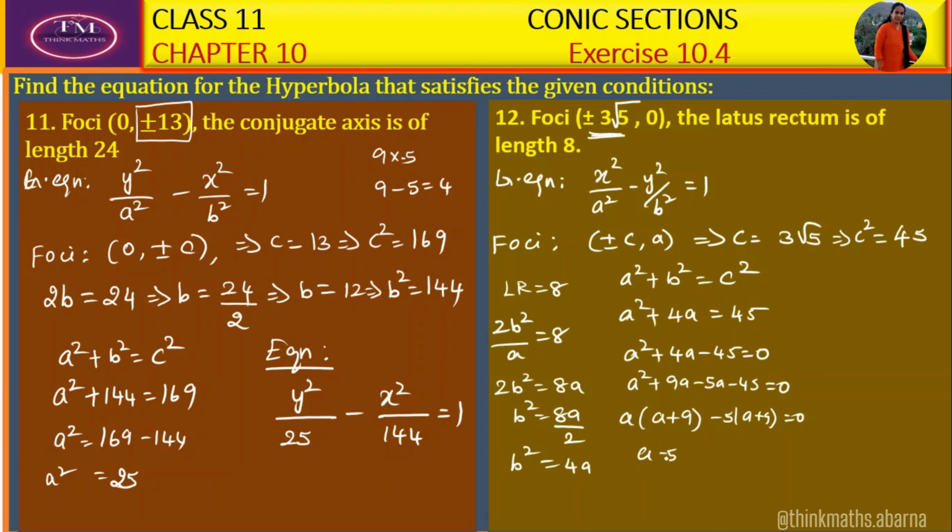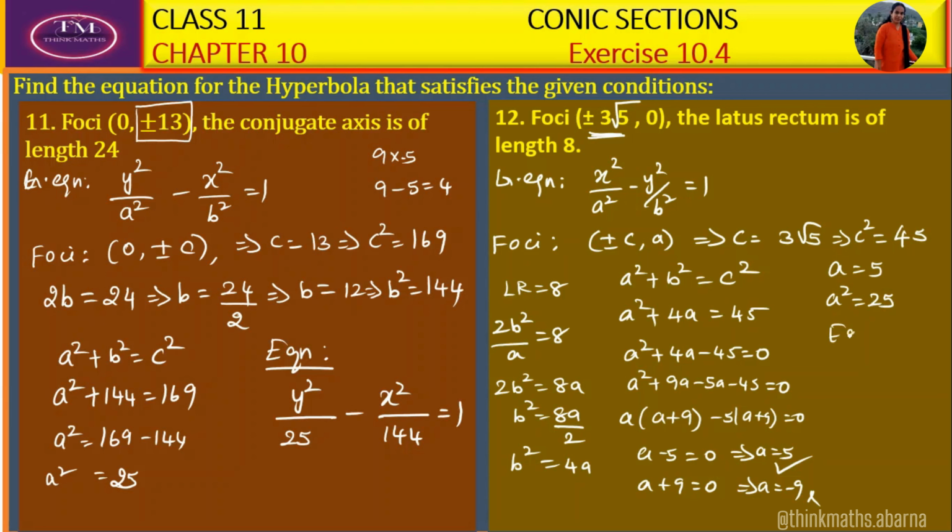So a minus 5 equal to 0 or a plus 9 equal to 0. That means a is equal to 5 or a is equal to minus 9. So this a is the length. It cannot be negative. So a will be equal to 5. So a is equal to 5. That means a square equal to 25.